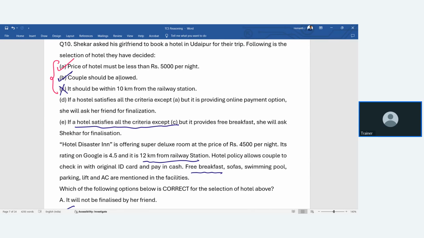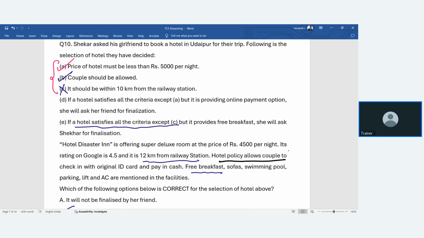Next, couples should be allowed. They said the hotel policy allows couples to check in with original ID card and pay in cash, and they are allowing that. We have a clear idea. Okay, couples are allowed. Next problem is that it should be within 10 kilometers from the railway station, but it's 12 kilometers.